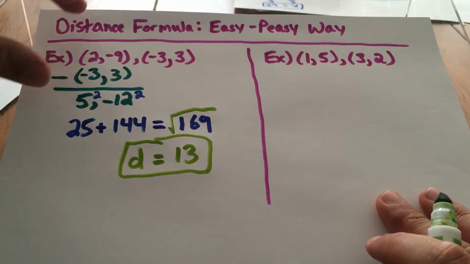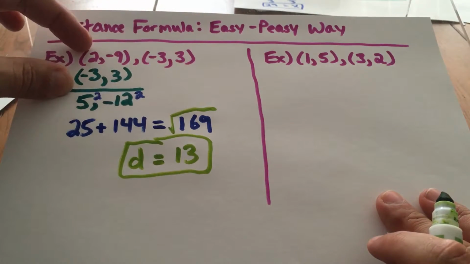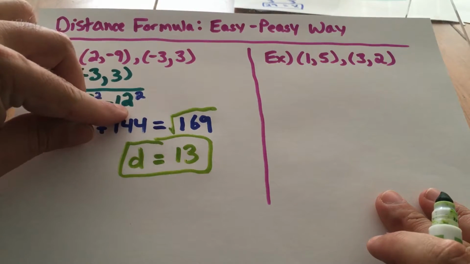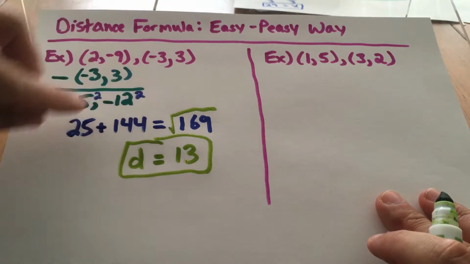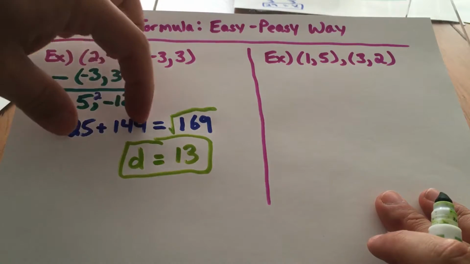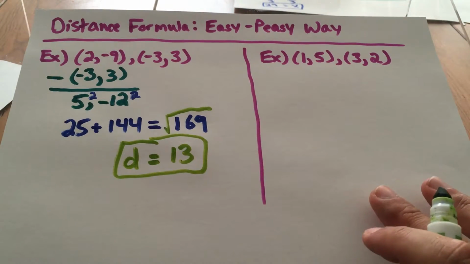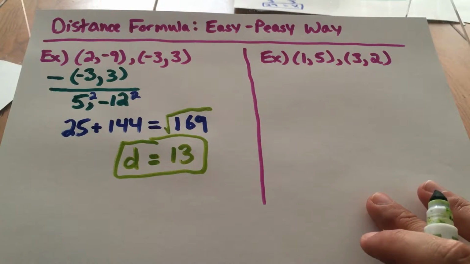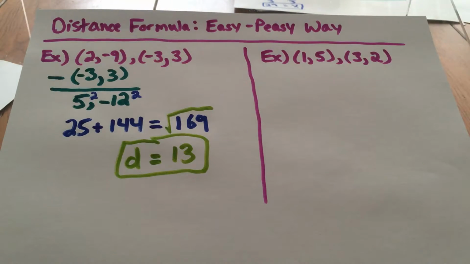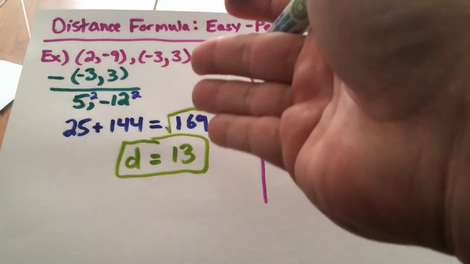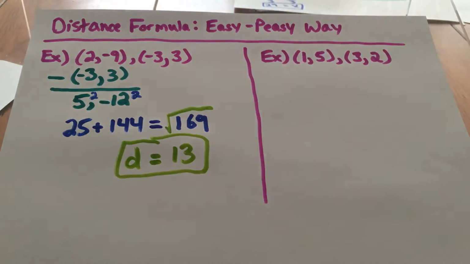If you think about it, you're going to subtract the coordinate points from each other, which gives us these two. Then we're going to square them, which gives us this and this. We'll add these two together, and then we'll take the square root of it. So take a second, pause the video, look at the second example, and see if you can do it either using the easy peasy way, or try using the formula. Either way, whatever you're most comfortable with. Come back in a second and I'll explain it.